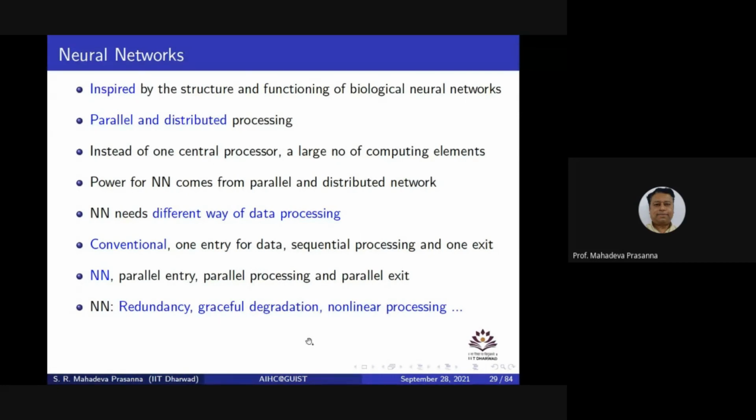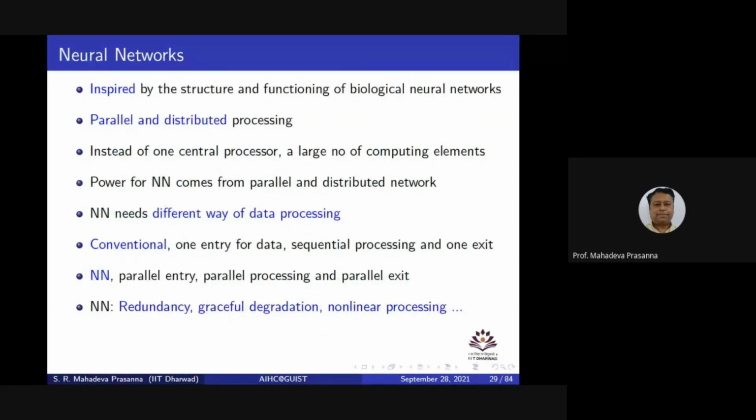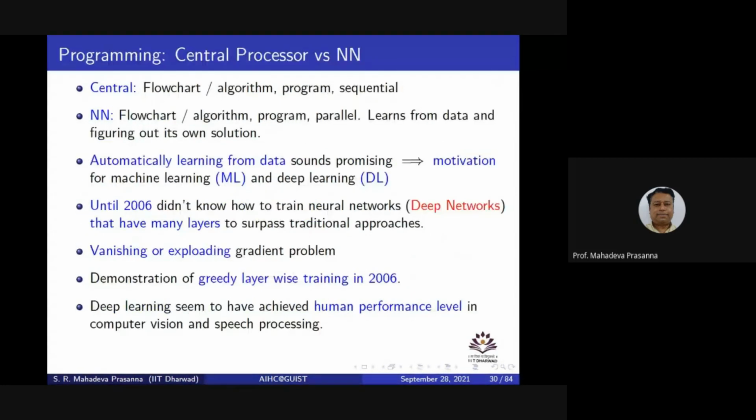That was very attractive at that point of time, when we were very passionate about one central processor in computing. Then the neural network came, where you use several small neurons as small processors, with a massive connection of those neurons, and that gives redundancy, graceful degradation and nonlinear processing. It became very attractive. However, we were able to only conceptually illustrate the parallel and distributed processing, and their performance was not up to human-level performance.